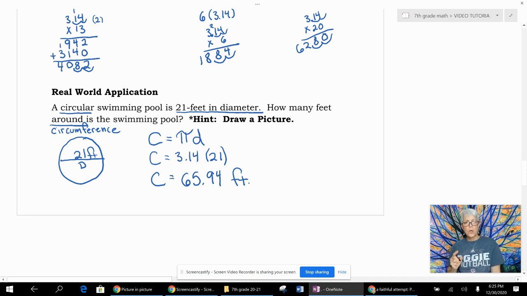All right. Good luck. And remember the steps. Write your formula down. Substitute the numbers in and solve. And I'm going to go ahead and add one more, which is to label. Label whether it's the radius or the diameter.